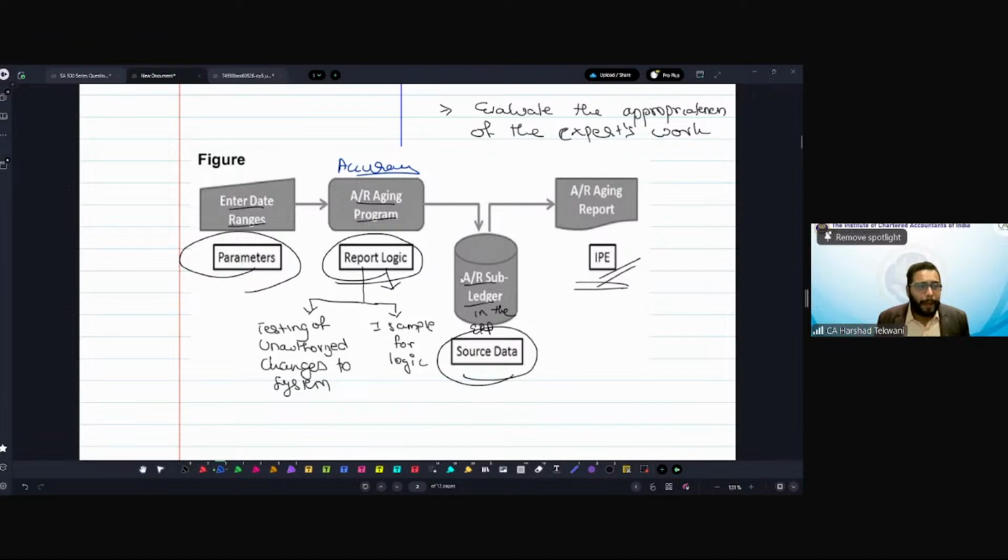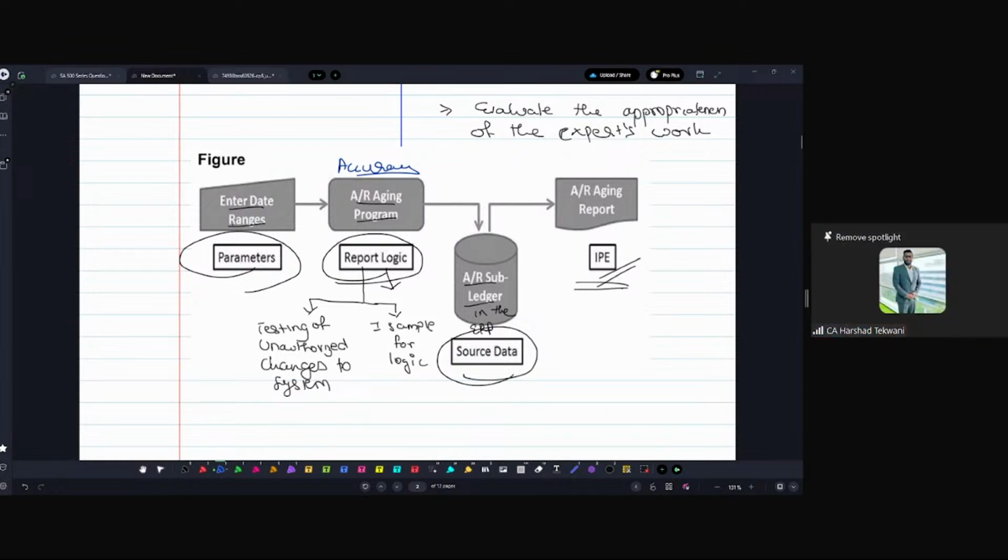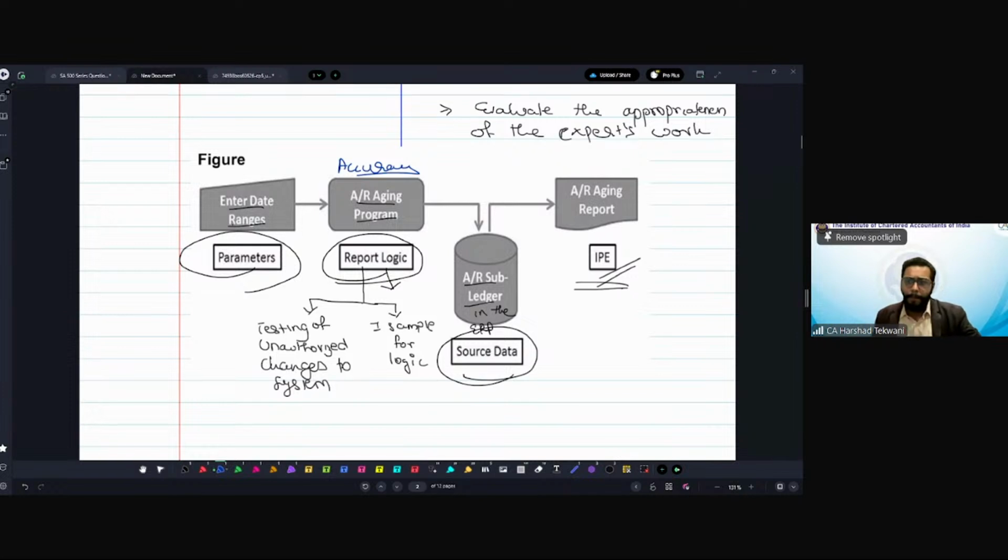Sir, don't you think a test of unauthorized change of system is checked at entry level, entry date range, parameter level? I mean, when I book this transaction, I have to check all transactions booked in the system are properly authorized by the management or the proper person who is responsible for doing this task.